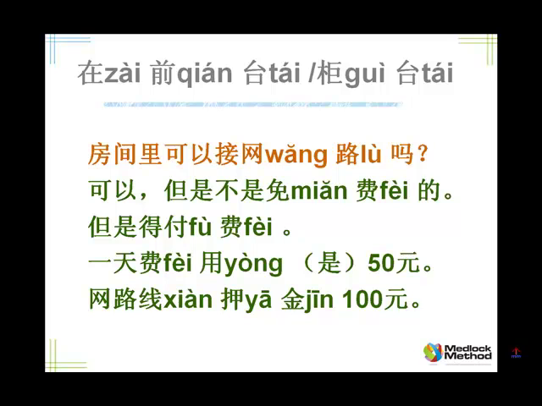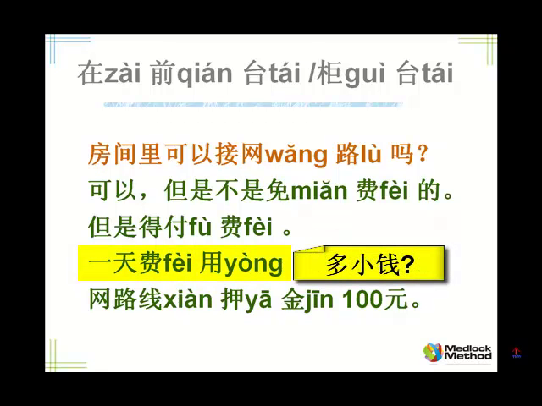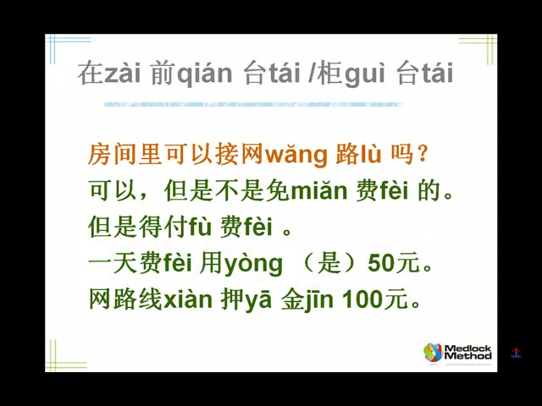So you might want to ask, how much is a day? 一天费用多少钱？ Tell me, the fee for the day is 50 yuan. 一天费用50元。 Tell me, the internet cable deposit is 100 yuan. 网路线押金100元。 We're going to move on and ask about some extra facilities.